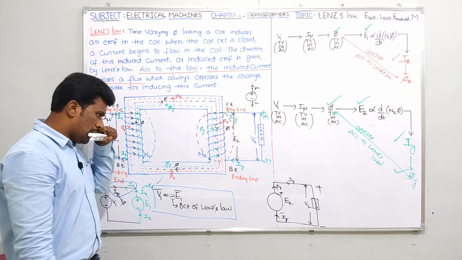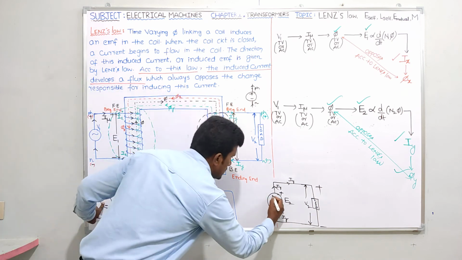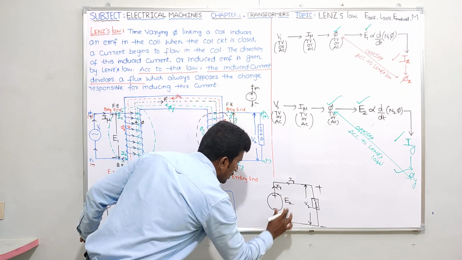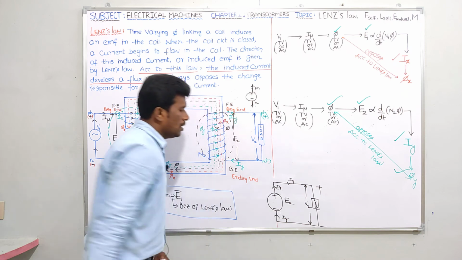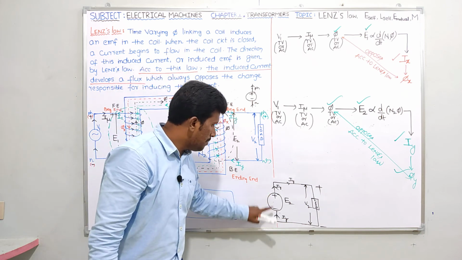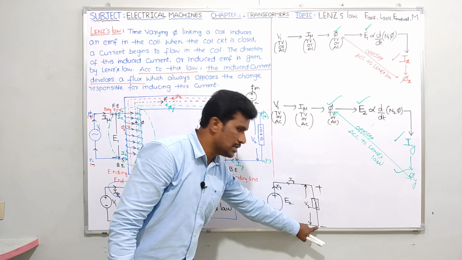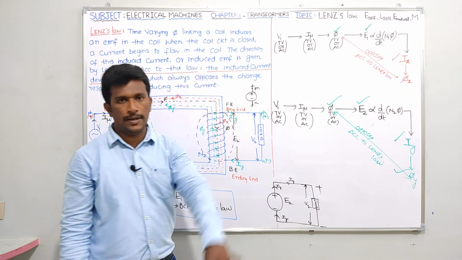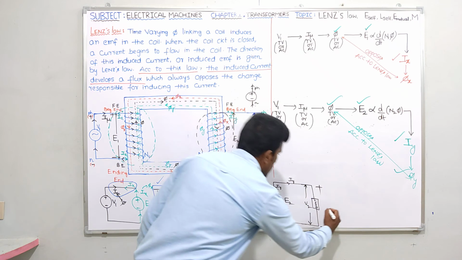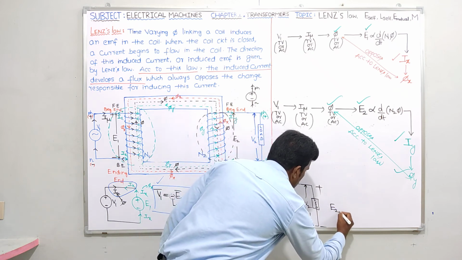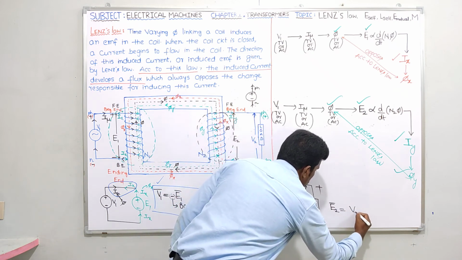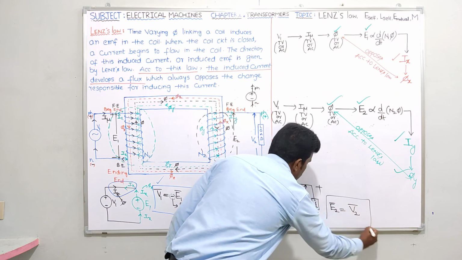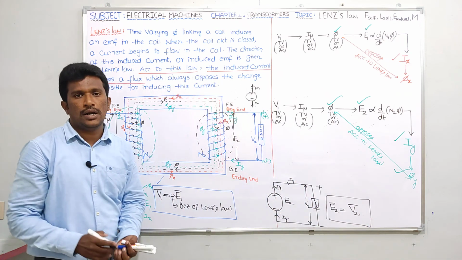Okay guys, now tell me. I can show plus and minus here, or you can show it here also, no problem. Here plus is there, minus is there. Now tell me, what is the relation between E2 and V2 on the secondary side? E2 bar equals V2 bar. Don't write minus V2 bar.